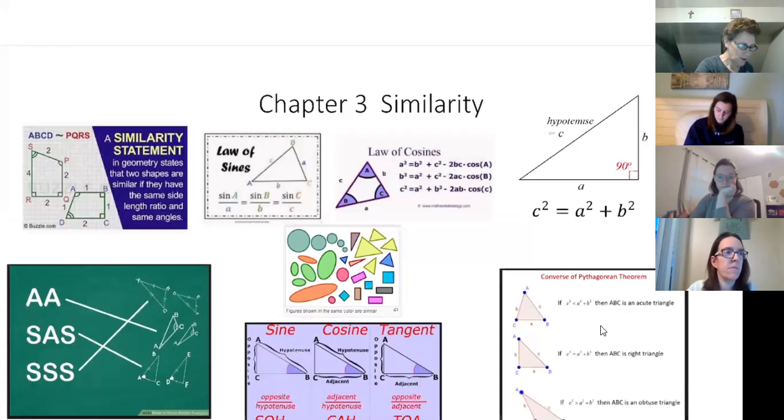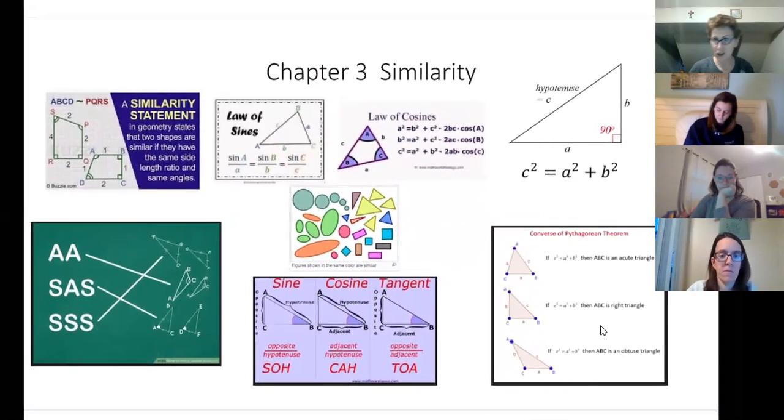Okay, so I use this very busy cover sheet to do a preview of what's coming. So we're going to talk about similarity statements. There are ways of solving triangles, and the three ways really are law of sines, law of cosines, which work for any kind of triangles, and then you have the SOH CAH TOA method that works only for right triangles. So we're going to go over all of those.